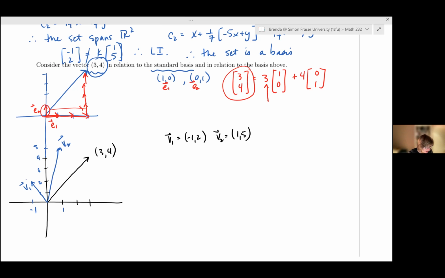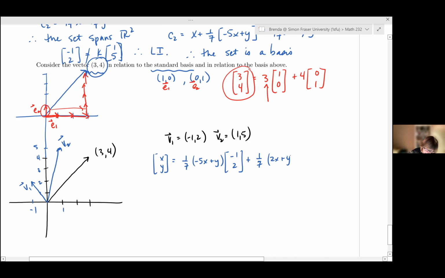Okay, but we already calculated out how to do this. We calculated out that any value xy is going to be equal to 1/7 times minus 5x plus y, times minus 1, 2, plus 1/7 times 2x plus y, multiplied by 1, 5. Okay, so in this case, x is 3 and y is 4, because now we're talking about this specific vector.